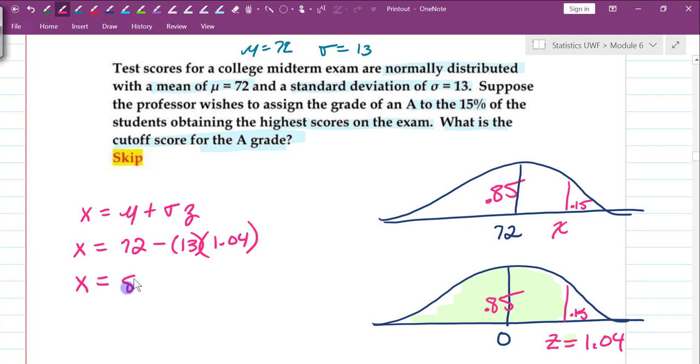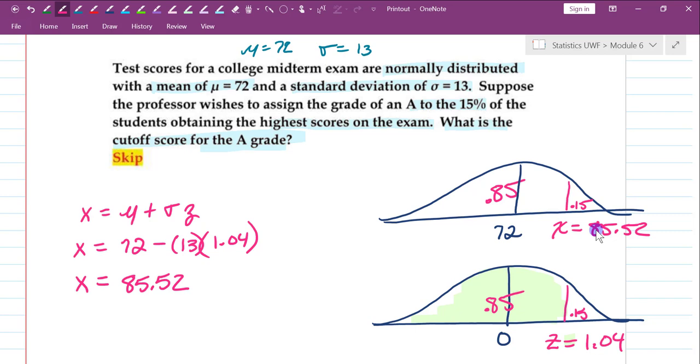85.52. So x right here is equal to 85.52. So z would be just over one standard deviation above the mean, and the value is 85.52. So that says anybody who made an 85 or an 86, typically the professor would have chosen 85. So anybody who made over an 85 on this midterm exam would have made an A. So that's how we would properly interpret that.